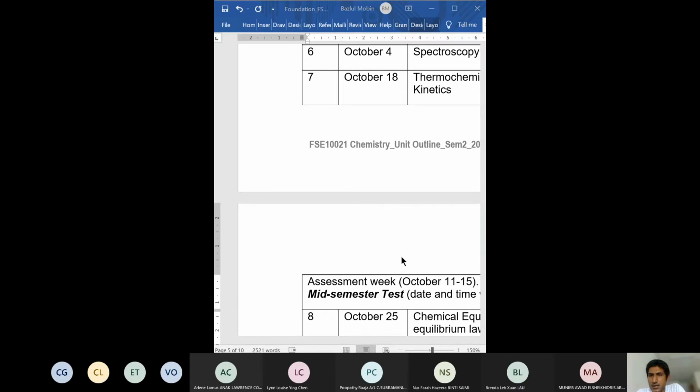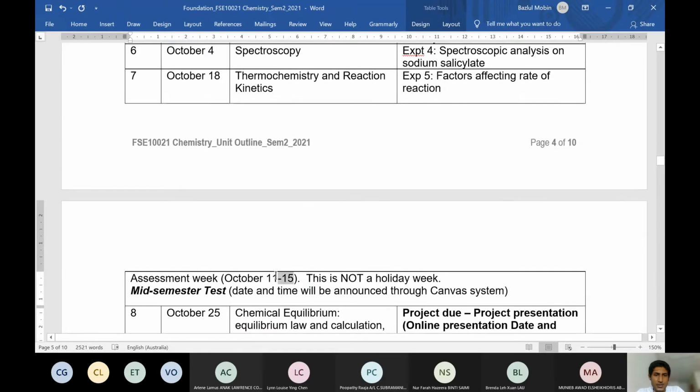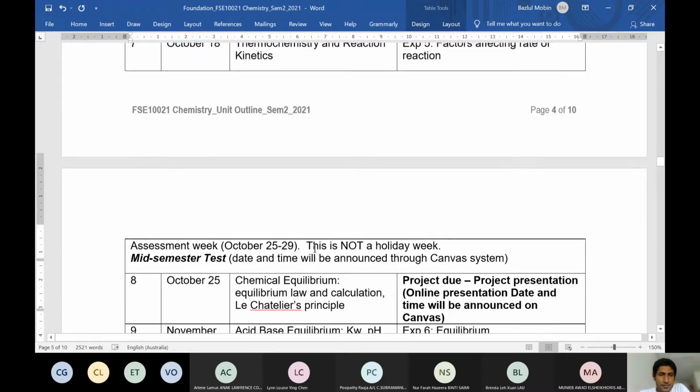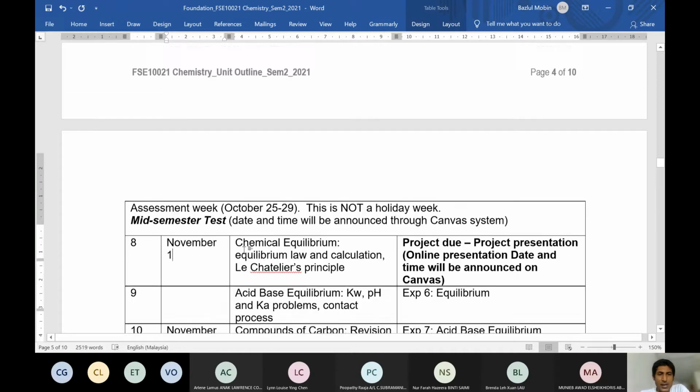After October 18, so 25 to 29. It will be 25 to 29. So this time, October, and then all those times will be changed, all right? So it is not here, it is November 1. And then I will amend it and update it later, don't worry.